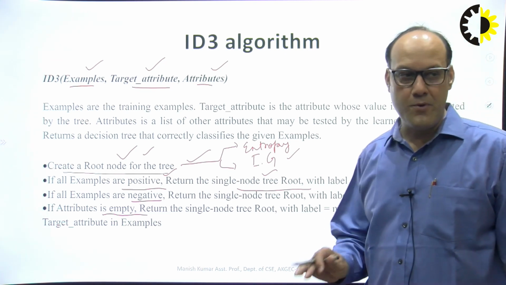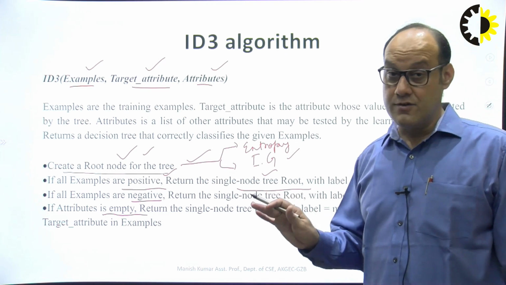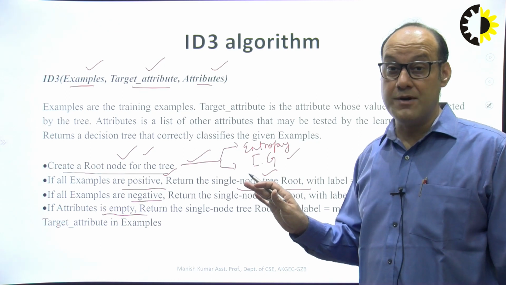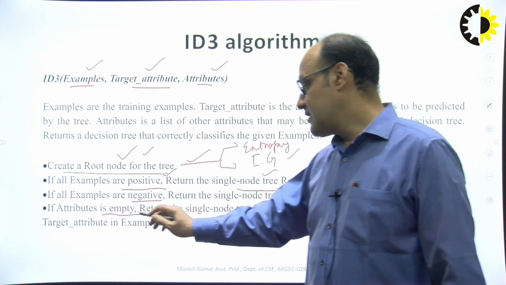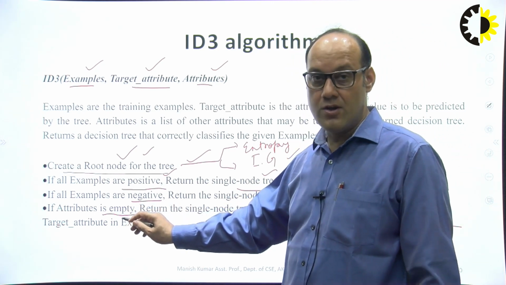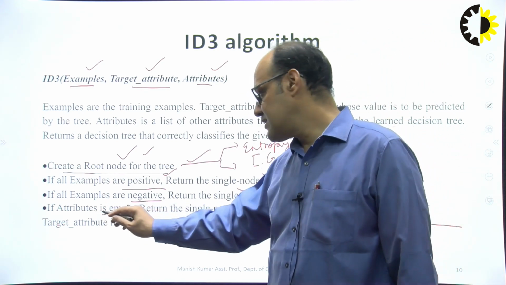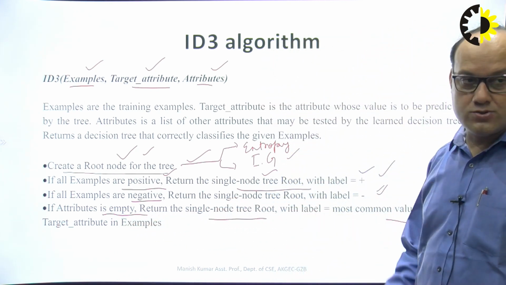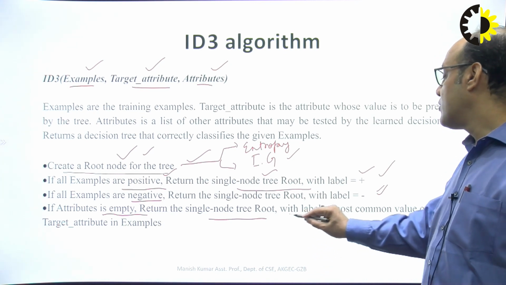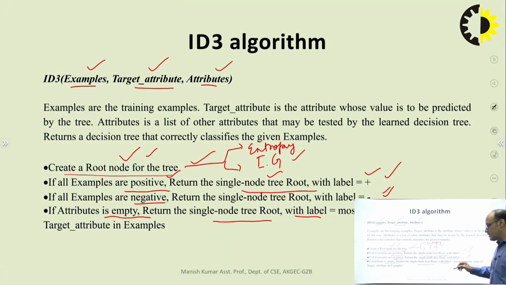If the attribute list is empty, as I have shown you, this decision tree representation can be built even if we have some missing values. It means there is a possibility of an attribute having no value. If the attribute list is empty, then we will return the single-node tree root, with the label being the most common value of the target attribute. So we will see which is the commonly appearing value, and we will use that value.